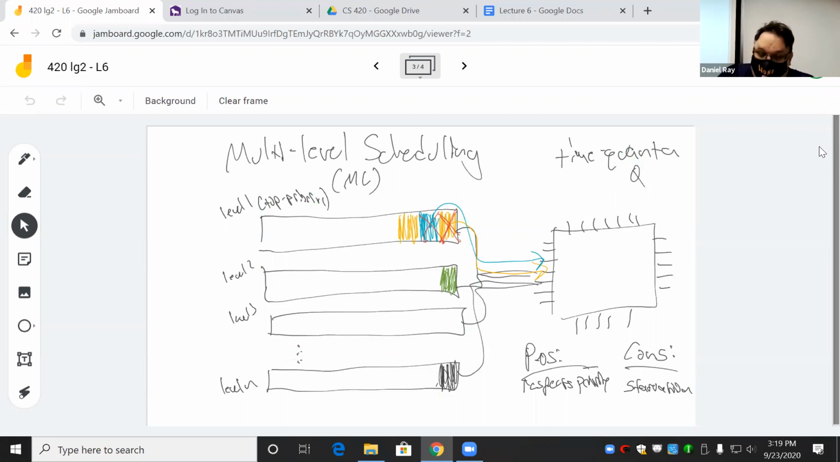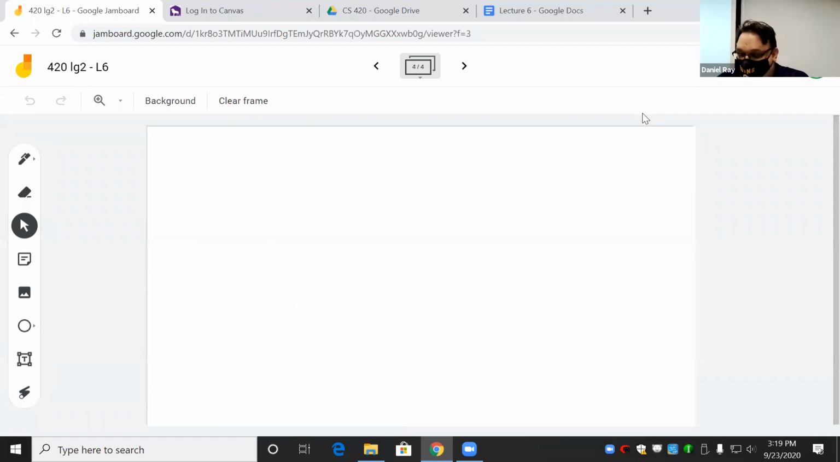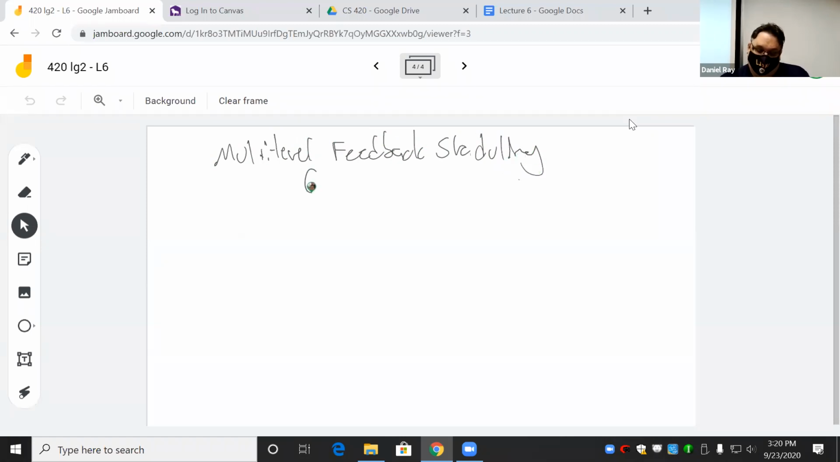All right. So can we do something better that balances the pro and the con there? Can we try and balance that? Well, yeah, this is our attempt right here. It's called multi-level feedback scheduling, or MLF scheduling.